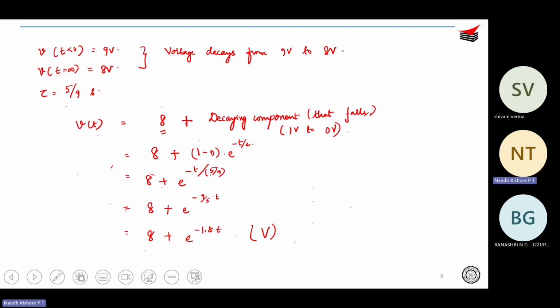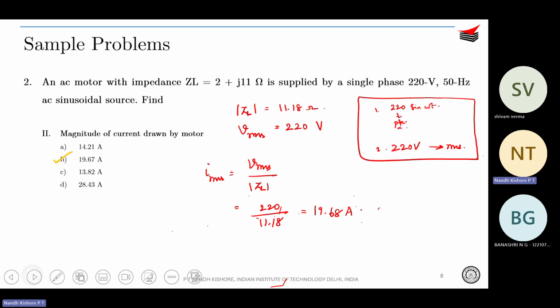Okay, what is the decaying component? And what is the fall of the decaying component? Right? Is it going from 20 volts to 8 volts, 9 volts to 8 volts? In that case, what is the decaying component? Okay, simple. It's very simple if you do it like this.